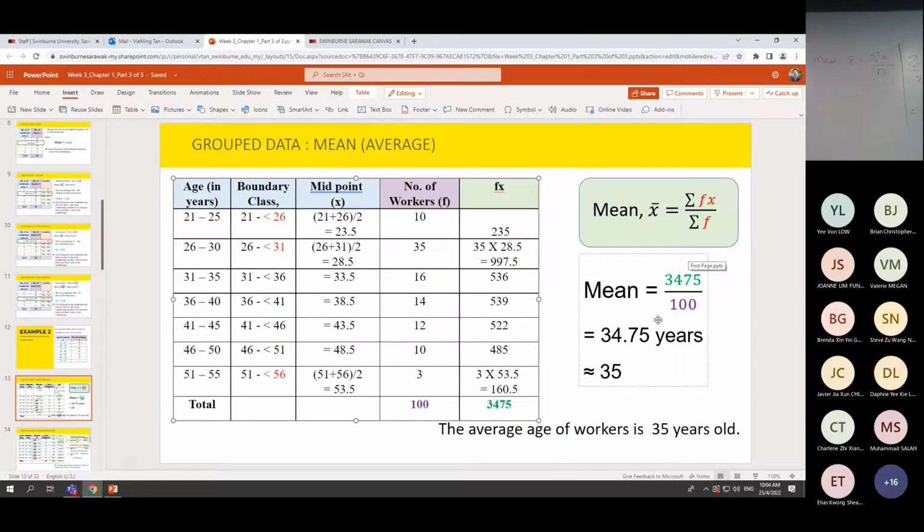Maximum 2 lah. Okay. 2 decimal places maximum. So far so good.